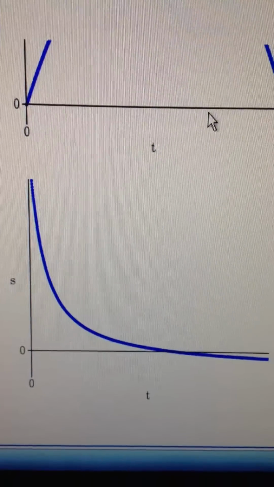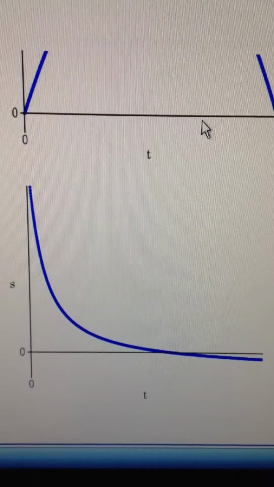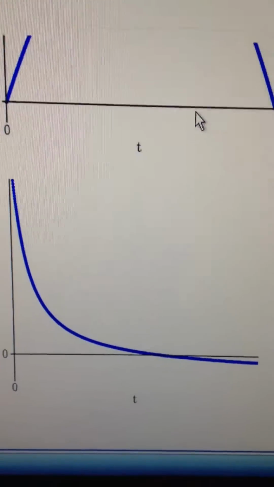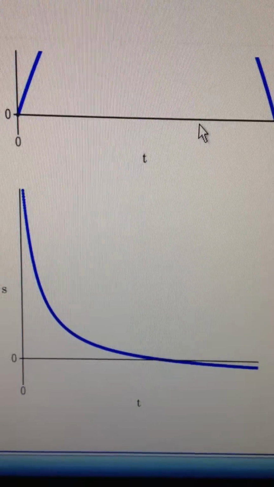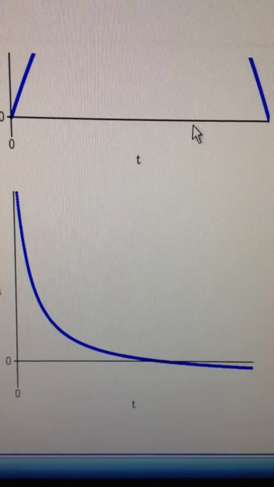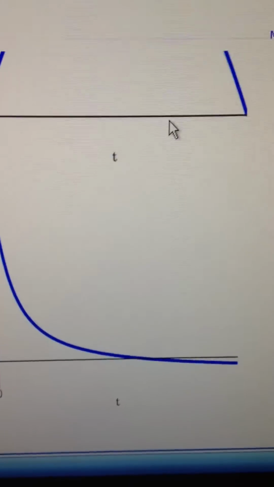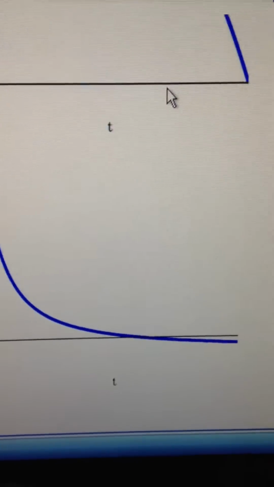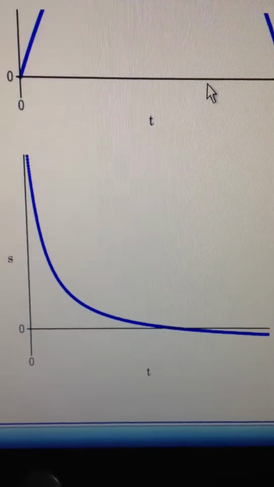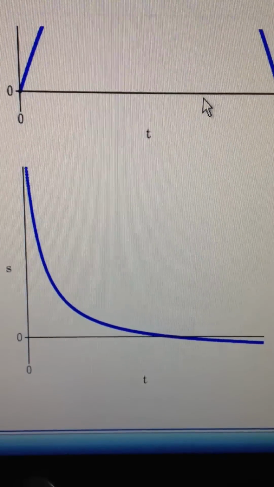And on to the next one. This one starts out, the velocity starts out going in the negative direction at a pretty good rate of speed. And then it starts to slow down and slow down, and it never stops slowing down, but the velocity never stops going in the negative direction.